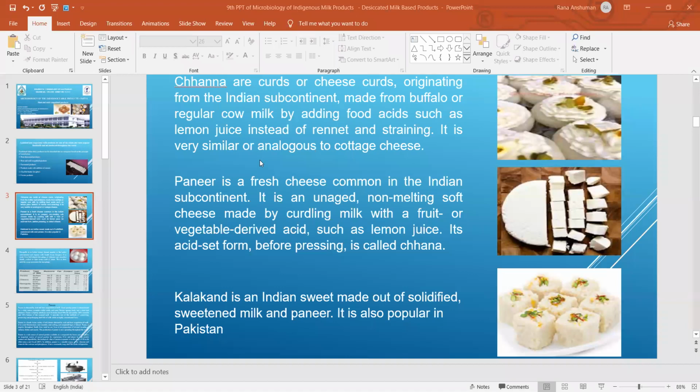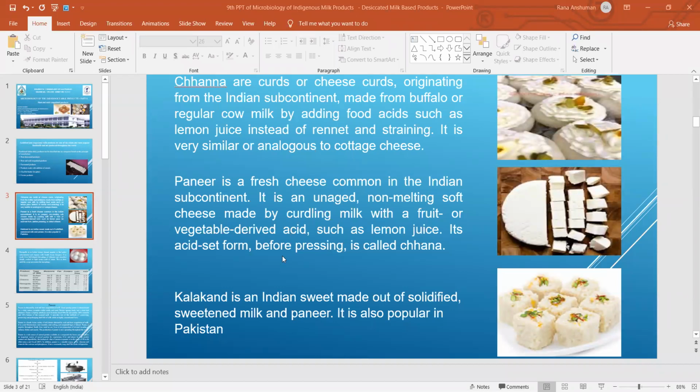Now the next, which is very popular in our country and in the Indian subcontinent, is paneer. Paneer is a fresh cheese, an unaged, non-melting soft cheese made by curdling milk with a fruit or vegetable derived acid, such as lemon juice. Its acid set form before pressing is called chana. So whatever chana is produced, if you give an additional treatment, that is pressing, it will be converted into paneer.